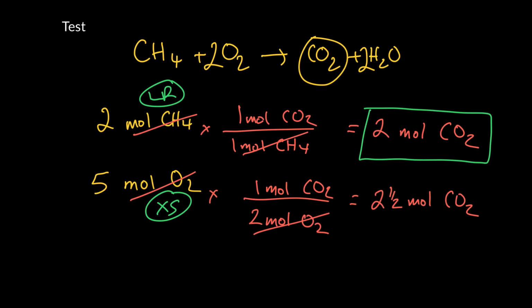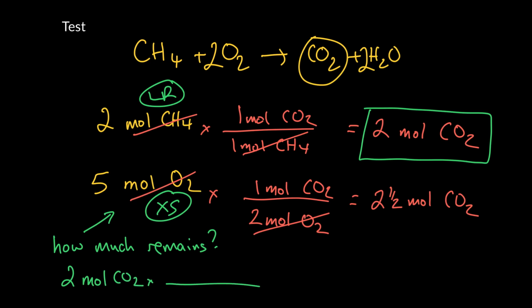Sometimes we want to figure out how much is left over. So imagine we had a problem and we wanted to say how much leftover oxygen. Well, we can go backwards and say if we know we make 2 moles of CO2, where did it come from? The CO2 came from oxygen in that 1-to-2 ratio. So we can go backwards and say for every 1 mole of CO2 that we formed, we must have used up 2 moles of oxygen. So we can see 4 moles of oxygen were consumed.